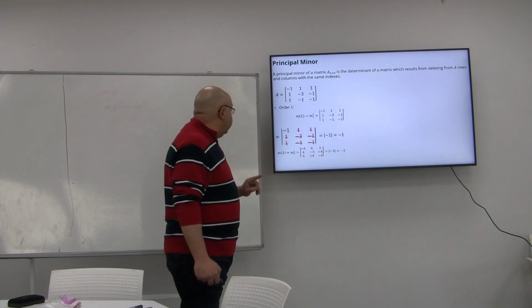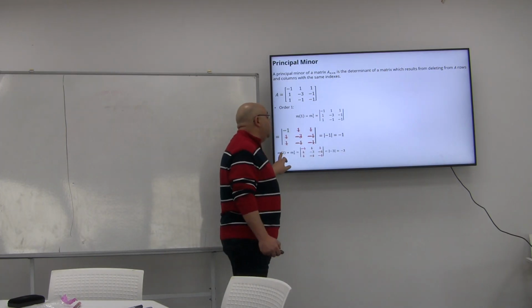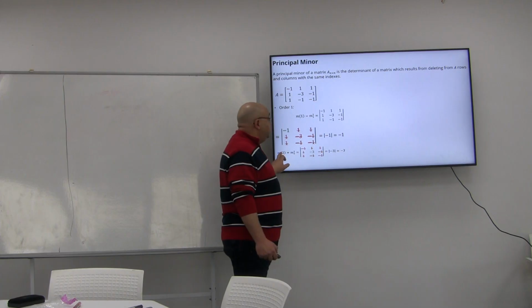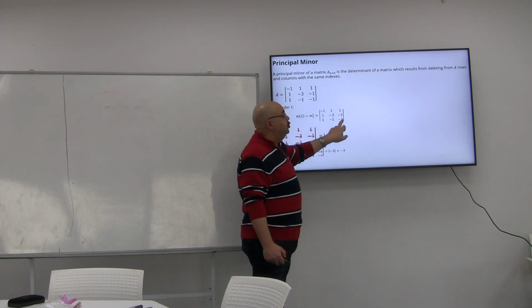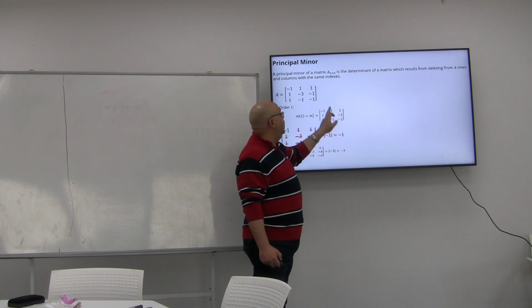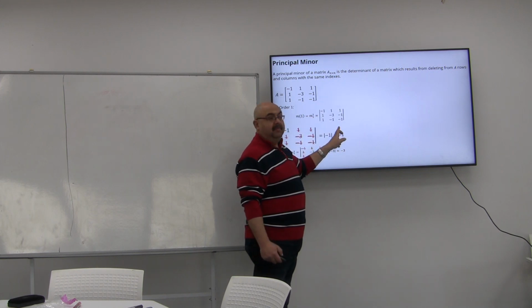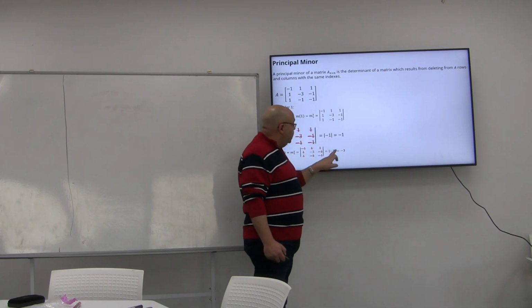In a similar manner, I will go for M2,2. How to get M2,2? I will eliminate the first row and the third row. In the same manner, I will eliminate the first column and the third column. What is the number that you will have? -3. So it's going to be -3.